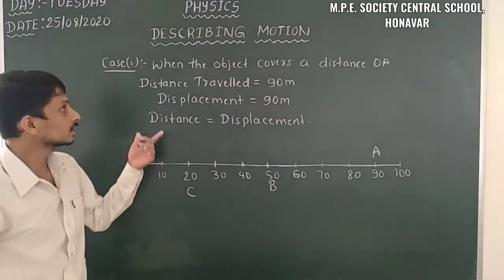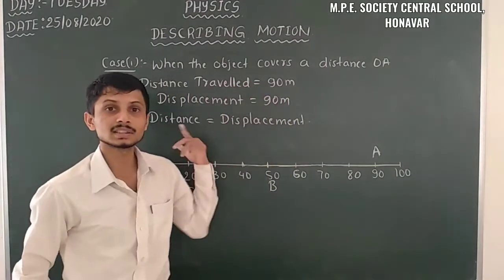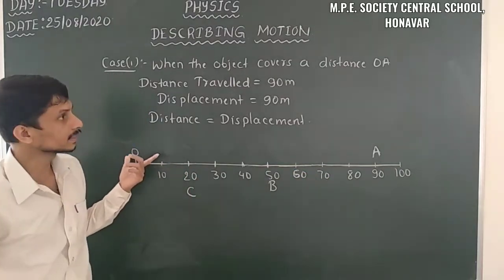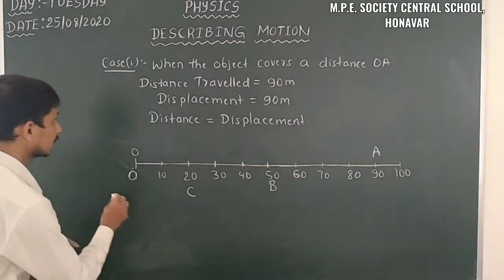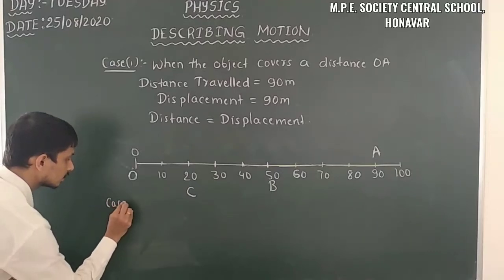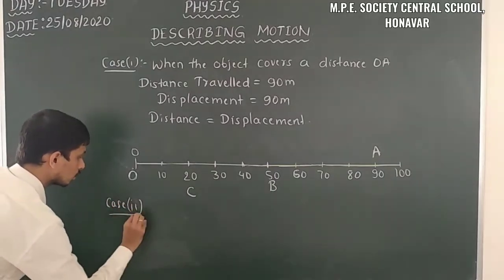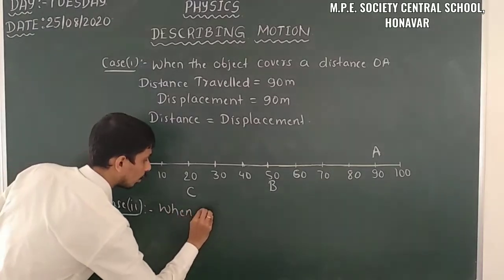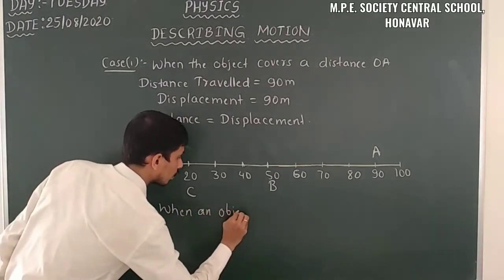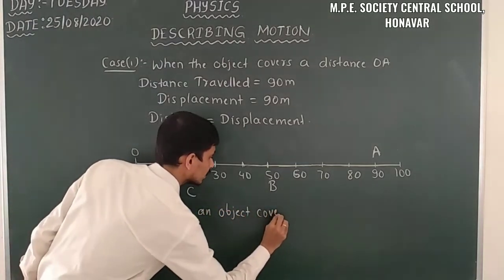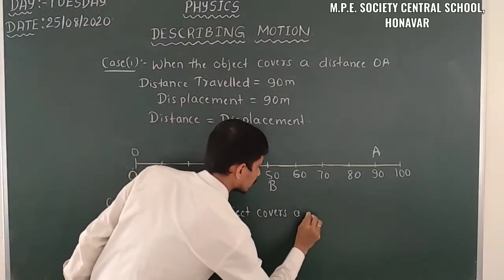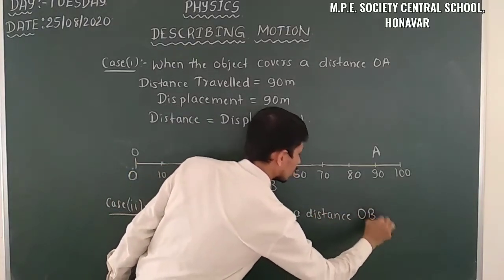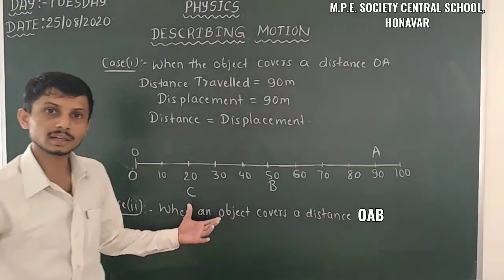Yes. So this is the case of when an object covers a distance of OA. Now let us consider the object covers a distance of OB. That is, I will consider here case 2, when an object covers a distance OB. Yes. So we have to take the water concept.